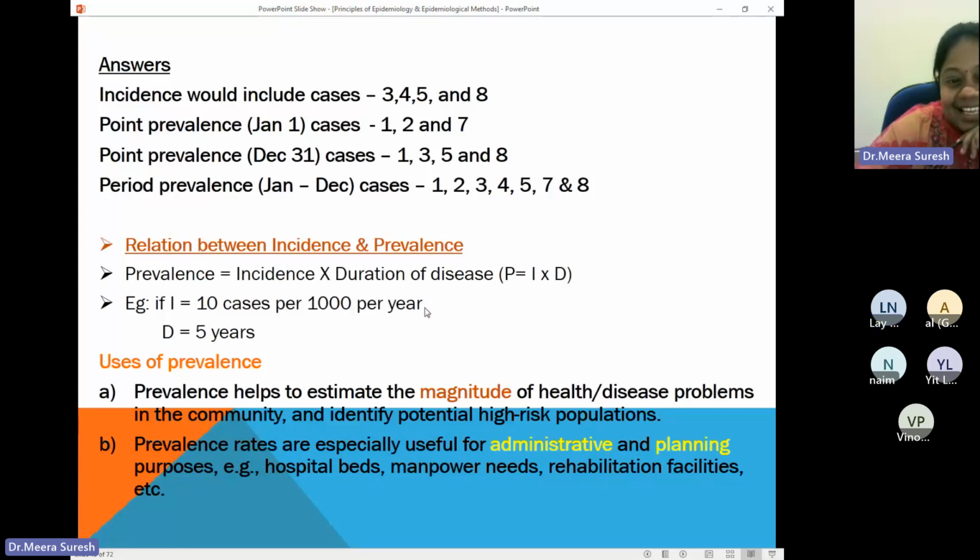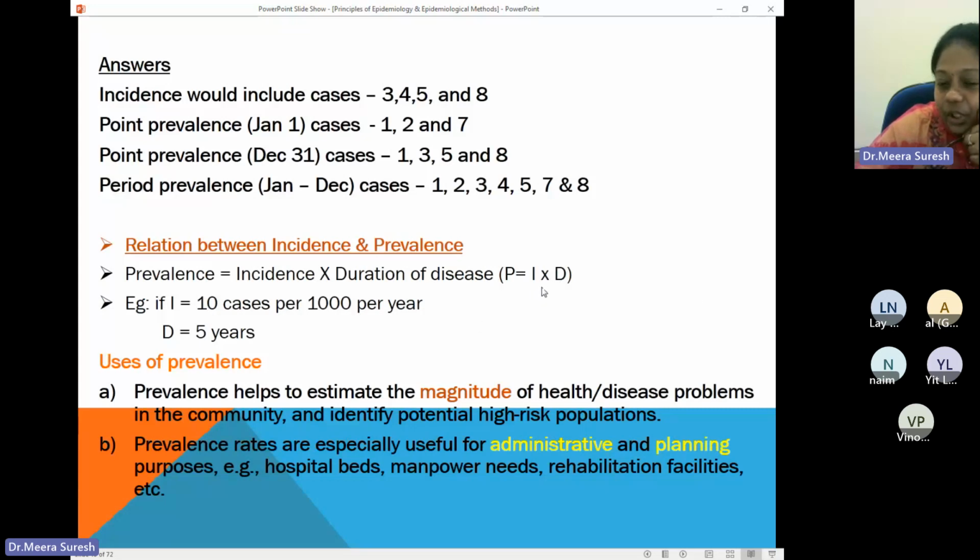Just the basic things. So prevalence is equal to incidence into duration of disease, or P equal to I into D. Very simple formula. There is a short form of PID, pelvic inflammatory disease. So that is how I remember this formula, P equal to I into D. So prevalence is equal to incidence into duration of disease.